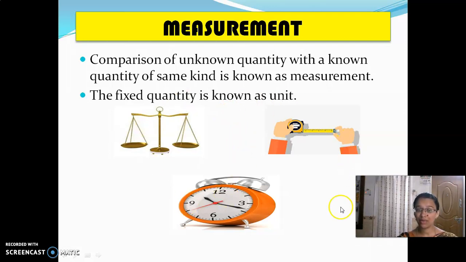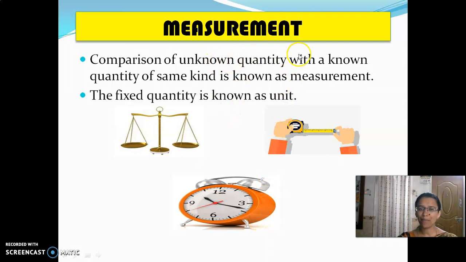Look here, you are able to see some pictures, right? What is this? Physical balance, and then meter tape. What is this? Watch or clock. We have three devices here. What is the use of all these, children? We use them to measure: for measuring the weight, the length, and the time duration.